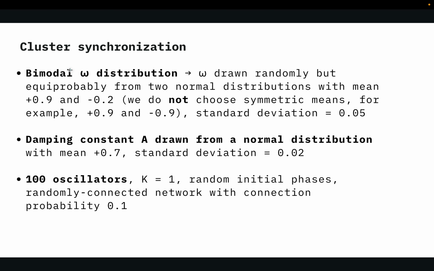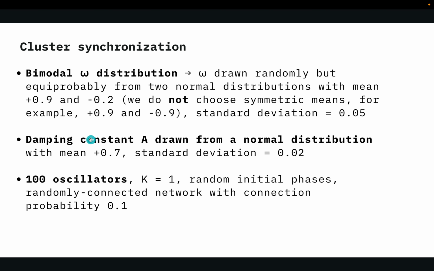Now, a very good way to do this is that instead of drawing omega from a single normal distribution with a mean and a standard deviation, this time you draw omega from a bimodal distribution. Let's say you define two normal distributions. These parameters are important because not any bimodal distribution will work. One distribution I chose with mean plus 0.9, the other with mean minus 0.2. You cannot choose symmetric means. If you choose plus 0.9 and minus 0.9, then there will be no difference, and you will not really get true clusters. And for both distributions I chose a standard deviation of 0.05.